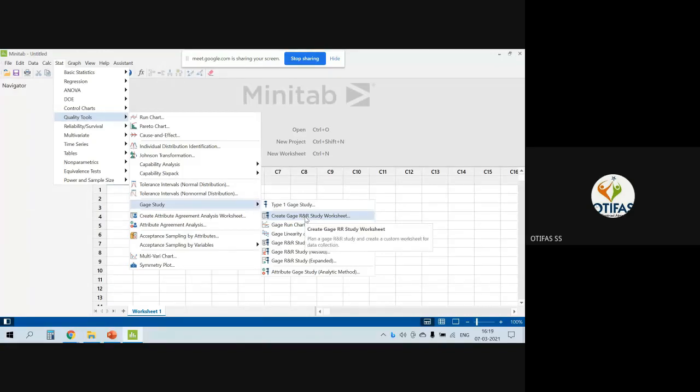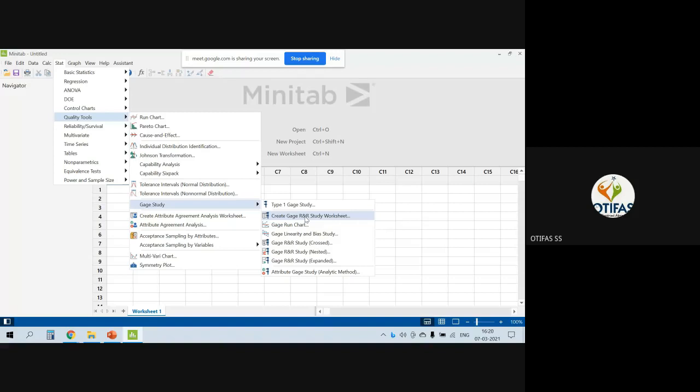This is what we do for creating a worksheet. For example, you are going to a company. Your OEM is asking you for a measurement system analysis from your company. You are supplying to a government or maybe a big company, and they want to ensure that your measurement system is perfect. So they asked you for it. Then what you'll do is conduct a gauge R&R study.